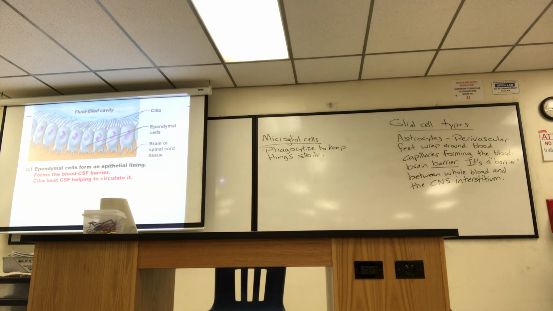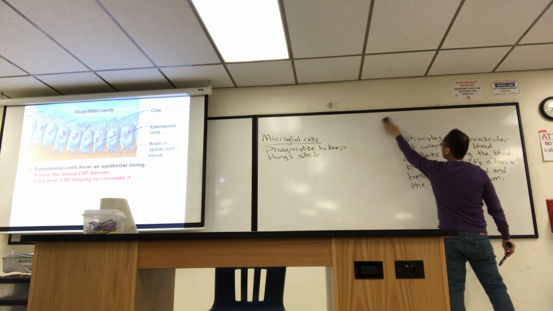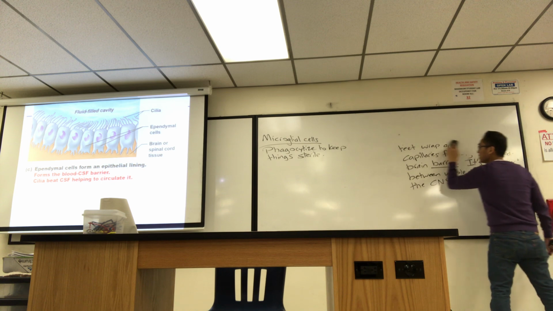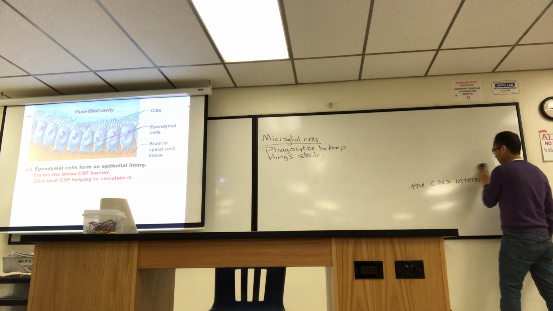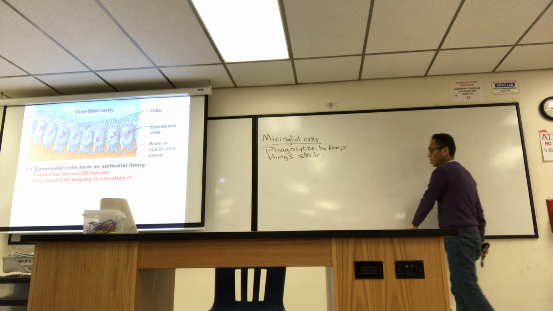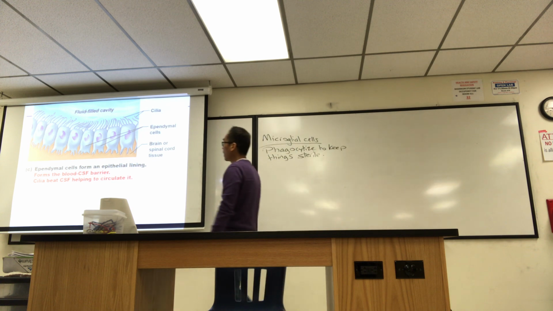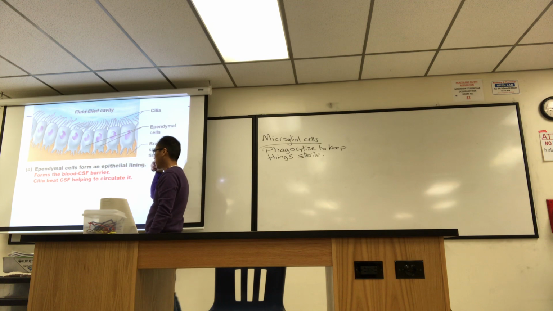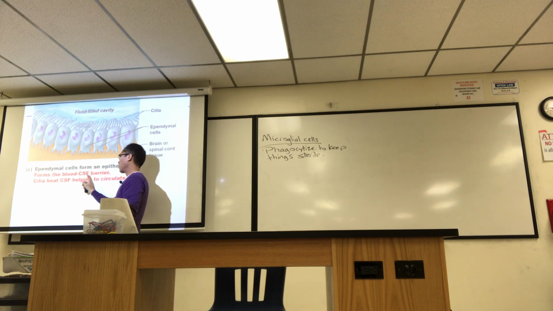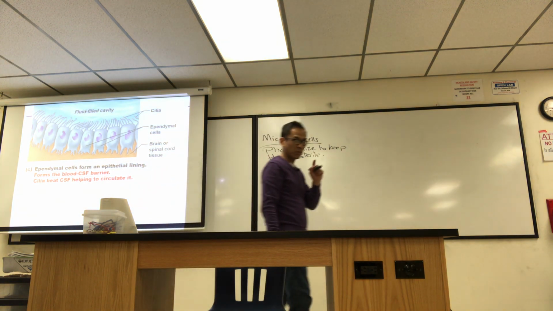Next up, you have ependymal cells. They look like epithelial cells. What they do is they form a membrane. This is another barrier, a barrier between blood and CSF. So here is kind of where you get the formation of cerebrospinal fluid.